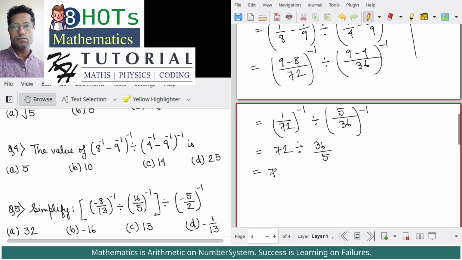So this is nothing but 72 multiplied by 5 by 36. So this becomes equal to 10. So 10 is the simplified value and hence the correct choice is B. B is the correct choice.